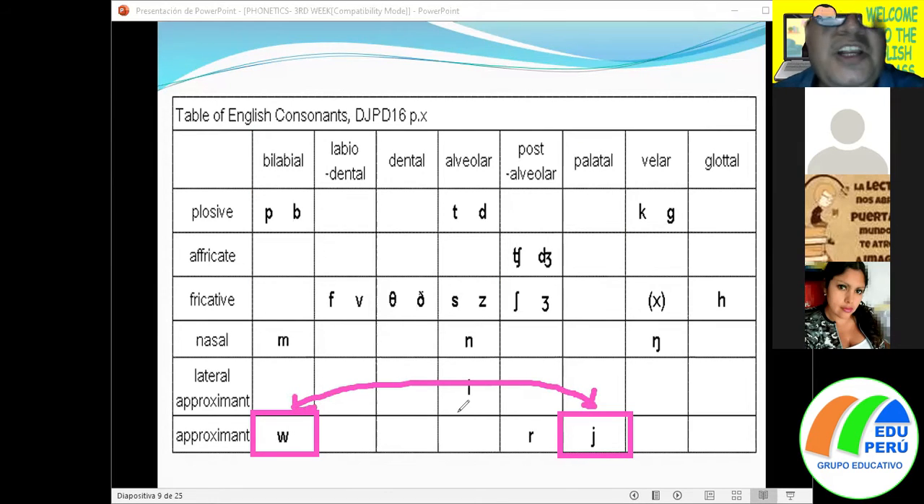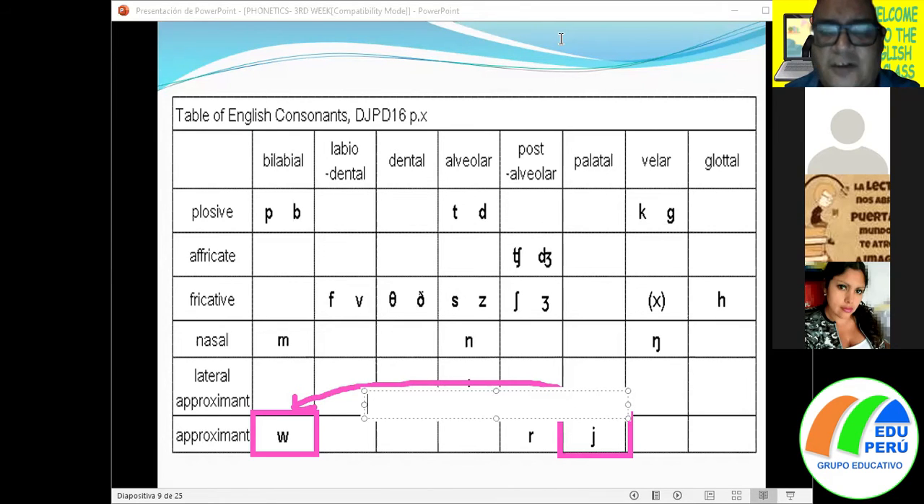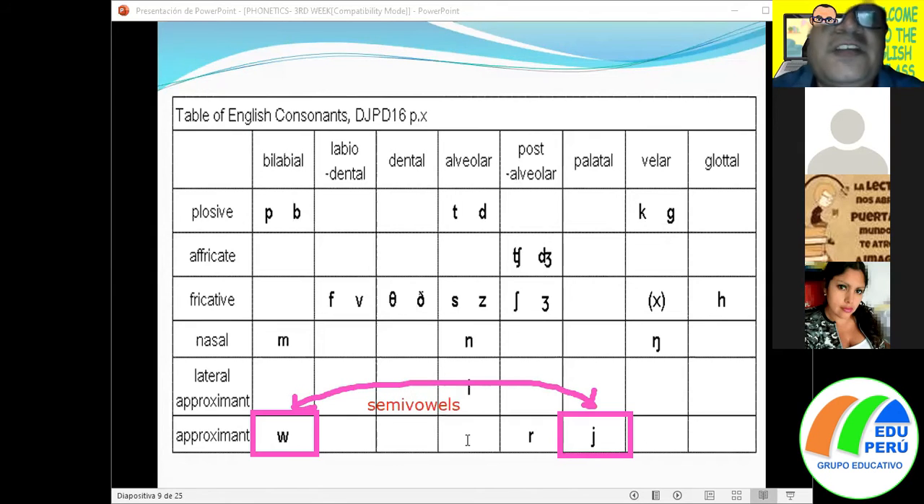So these are similar to vowel sounds. These consonants, remember, are going to be called semi-vowels. Why do we call them semi-vowels? Because the interruption of the air is so little. There's not so much interruption of the air.